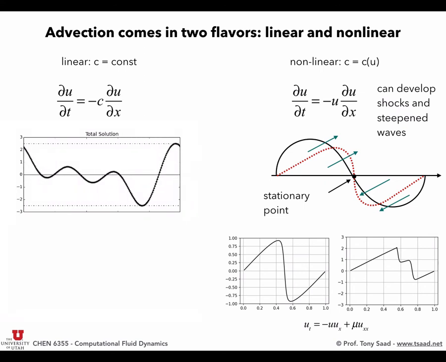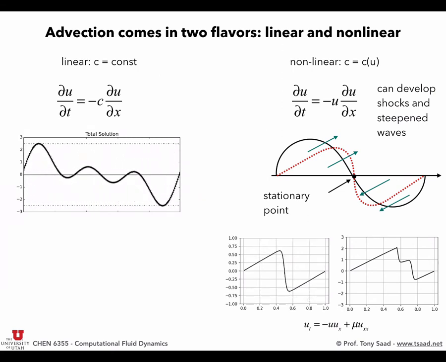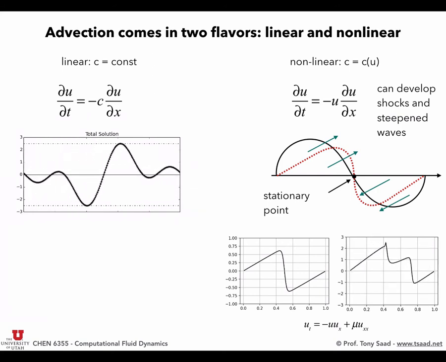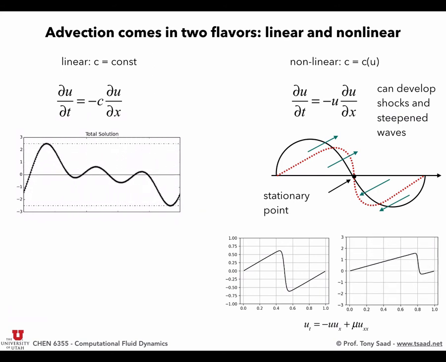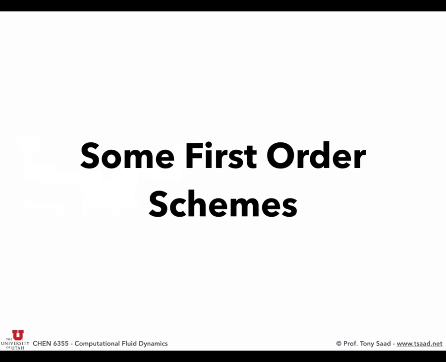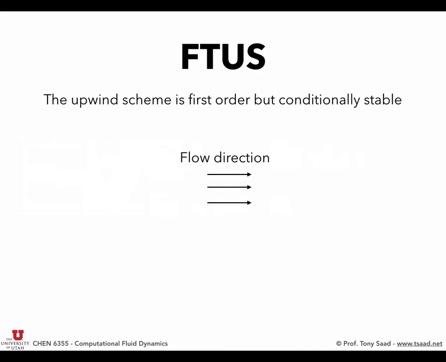Okay, this is an example of what would happen in the Burgers equation, for example. And what I have down here is the viscous Burgers equation. So I'm adding a diffusion term to stabilize the numerical solution. And you see how we quickly form shocks or steepened waves. Okay. So let's look at some first-order schemes, which we're familiar with, for the constant speed advection equation.